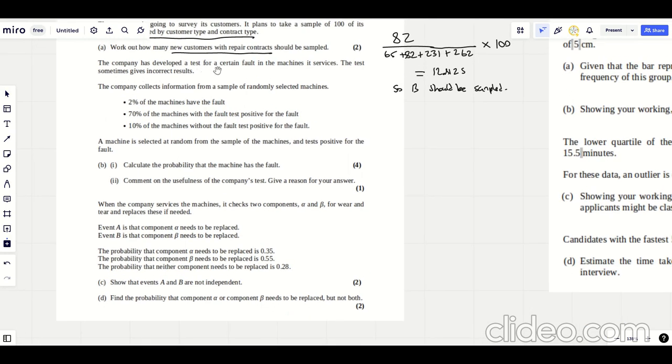Okay, the company collects information. The company has developed a test for a certain fault. Okay, so it's looking for faults. The test sometimes gives incorrect results. That's a shame. So the company collects information from a sample of randomly selected machines. 2% of the machines have the fault. 70% of the machines with the fault test positive. 10% of the machines without the fault test positive for the fault. Okay, yeah.